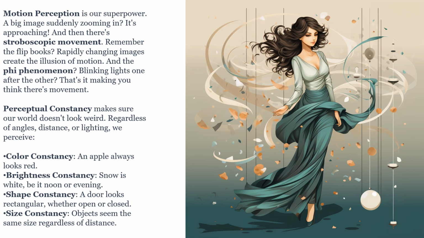Perceptual constancy makes sure our world doesn't look weird. Regardless of angles, distance, or lighting, we perceive color constancy, an apple always looks red. Brightness constancy, snow is white, be it noon or evening. Shape constancy, a door looks rectangular, whether open or closed. And size constancy, objects seem the same size regardless of distance.